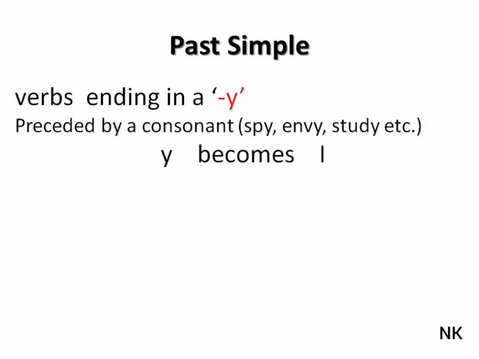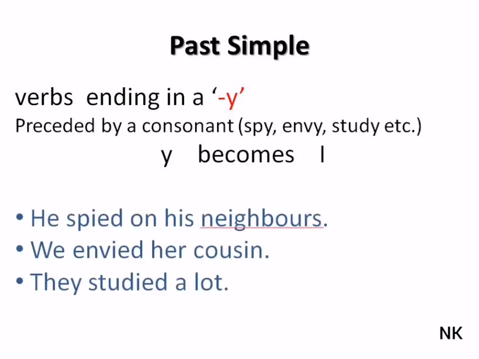We also need to pay extra attention to verbs that end in a y, especially those preceded by a consonant, such as spy, envy, and study. For example, he spied on his neighbors. We envied her cousin. They studied a lot.